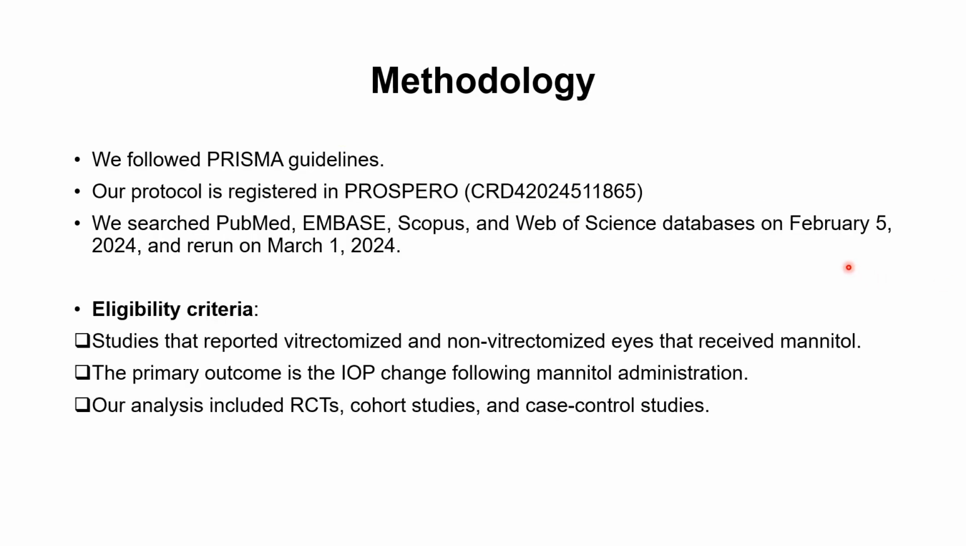So the methodology of this paper, as with most systematic reviews and meta-analyses, follows the PRISMA guidelines. Our protocol was registered in PROSPERO, and we searched the databases PubMed, Scopus, and Web of Science, and we included all primary studies like randomized clinical trials, cohort, and case-control studies that reported vitrectomized and non-vitrectomized eyes with high IOP treated with mannitol, and the primary outcome is the IOP change following the mannitol administration.